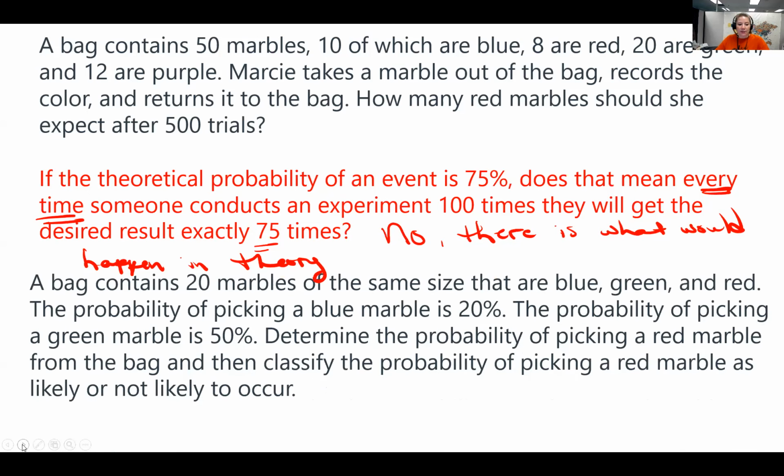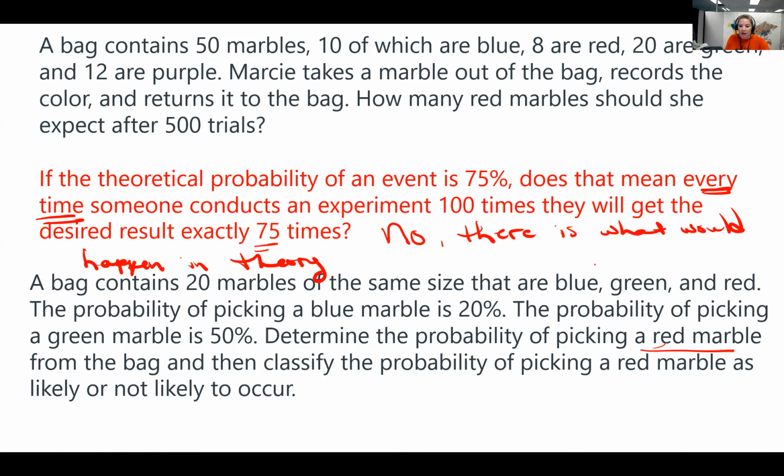All right, what about the next one? The bag contains 20 marbles of the same size that are blue, green, and red. The probability of picking a blue marble is 20%. The probability of picking a green marble is 50%. Determine the probability of picking a red marble from the bag and then classify the probability of picking a red marble as likely or not likely to occur.